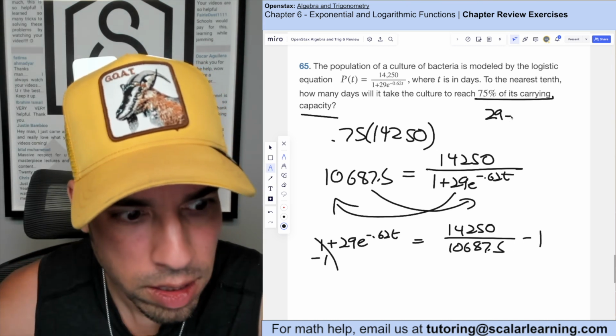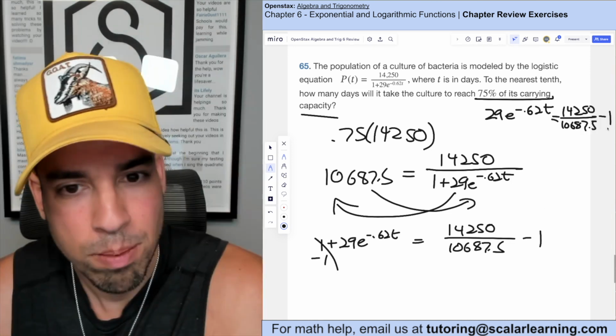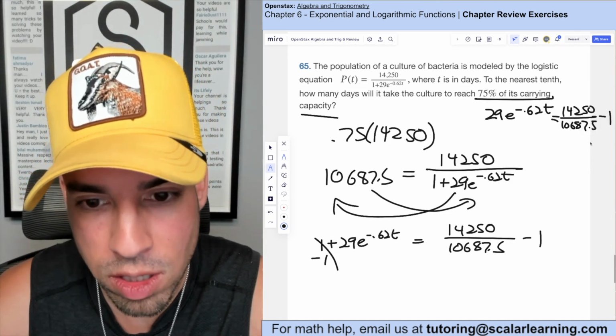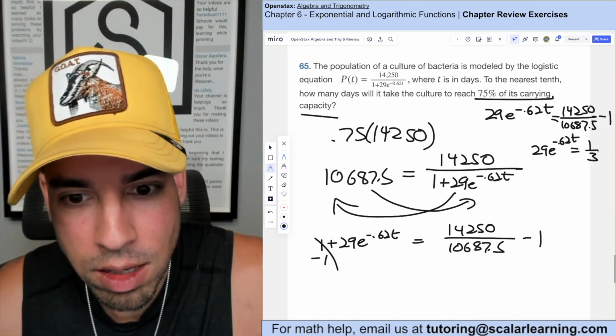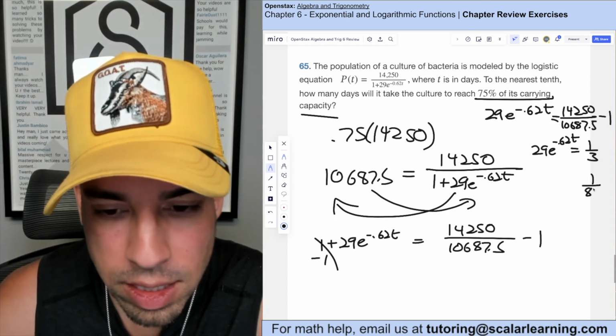Then I have 29e to the -0.62t equaling this. And believe it or not, this simplifies really nicely to 4/3. 4/3 minus 1 is just 1/3. So look at that. Next, we're going to divide both sides by 29. And that's like multiplying by 1 over 29. 3 times 29 is 87.